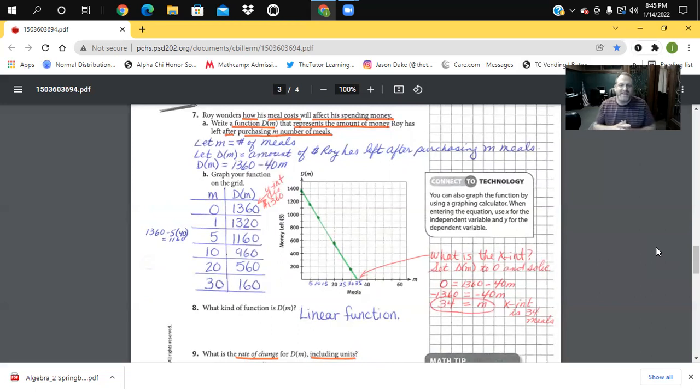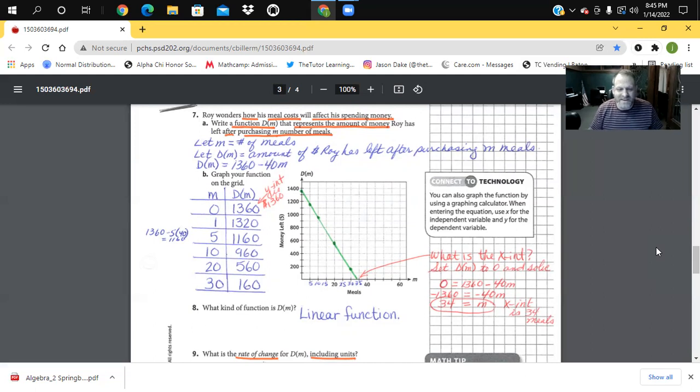Roy wonders how his meal costs will affect his spending money. Write a function D(m) that represents the amount of money Roy has left after purchasing m number of meals. So let m equal the number of meals. Let D(m) equal the amount of dollars Roy has left after purchasing m meals. D(m) equals 1360 minus 40m.